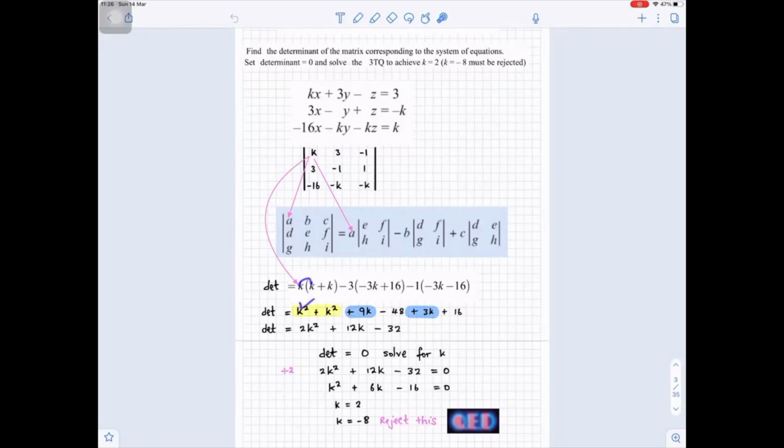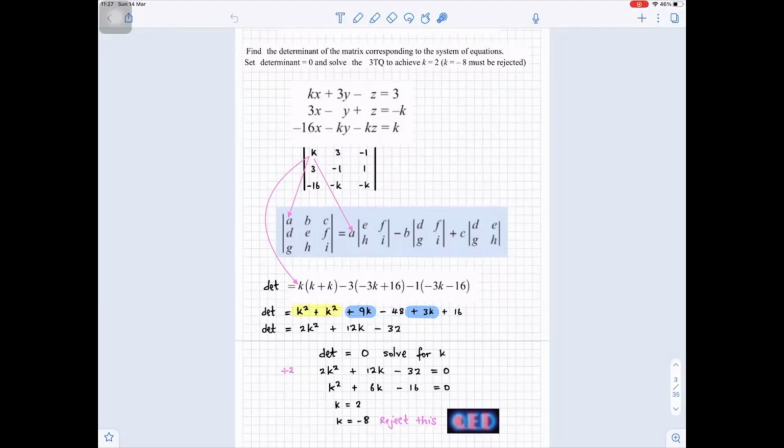k times k is k squared. k times k is k squared. After you remove the bracket, you collect like terms. I've put the like terms in yellow and in blue color. So k squared in yellow, k squared plus k squared gives you 2k squared. And in blue color, 9k plus 3k gives you 12k. And then minus 48 plus 16 gives you minus 32.